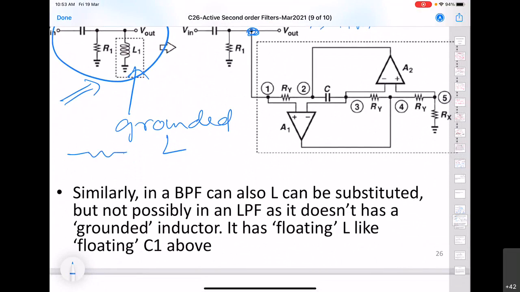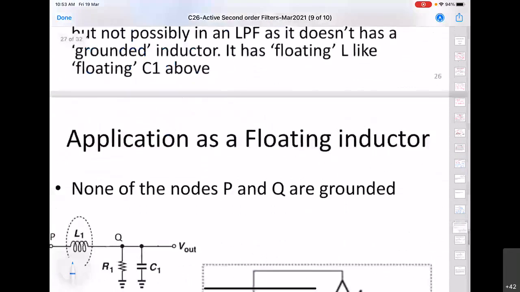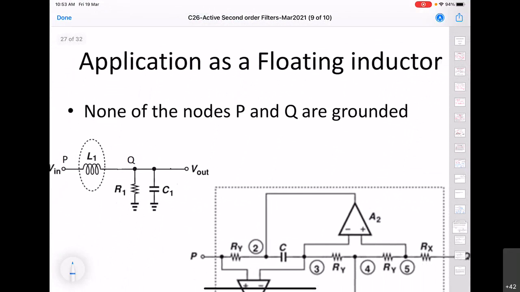recall that for band pass, the circuit that we had was like this. So for the band pass filter also we have a grounded inductor. So here again this inductor can be replaced by this. But for the low pass case, here is the low pass, and here you can see that we have what is called a floating inductor. That means none of the terminals is grounded.